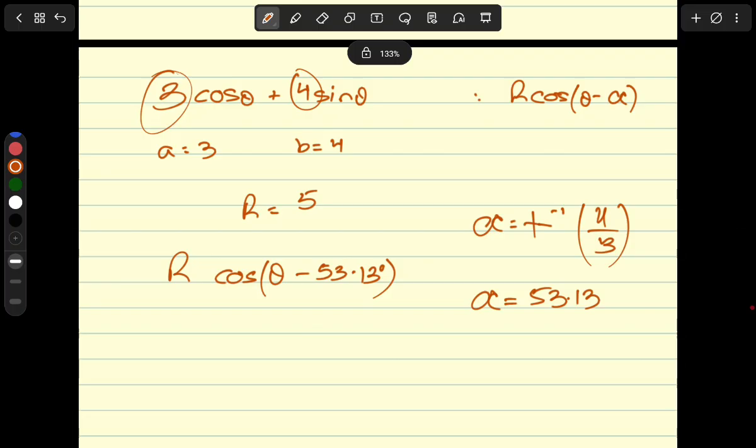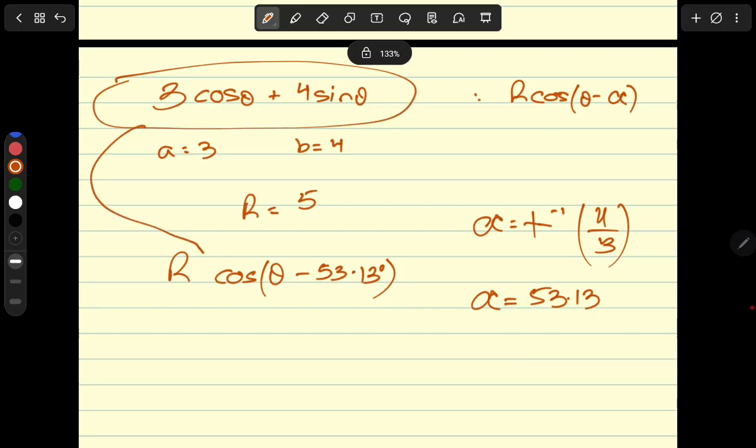So I can convert these two waves, a cosine wave and a sine wave, into one vertically stretched and phase shifted cosine wave. Okay, now what is very important here is that you don't become a robot. Always verify.